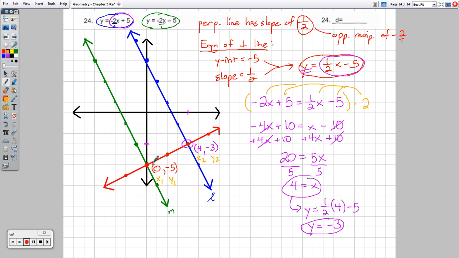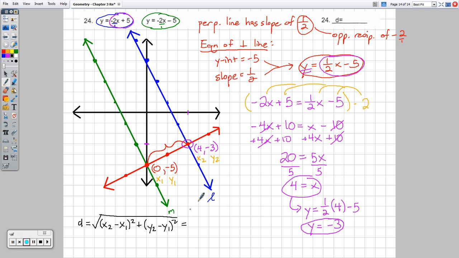I'm trying to figure out how far it is from here to here. This is really what I want to know in the end. What is this distance right here? So I'm trying to figure that out using the distance formula. I can do that. And so I would have, I'll do this in just black here. The distance formula would be the square root of x2 minus x1 squared plus y2 minus y1 squared.